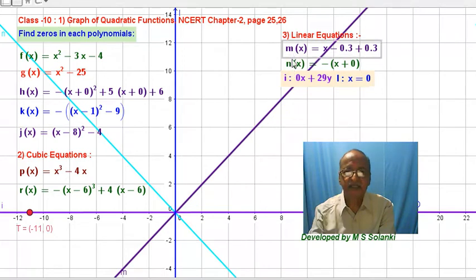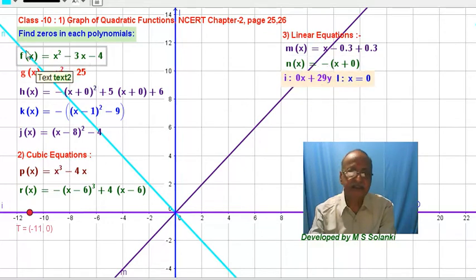But in this case, this line has the coefficient y is equal to minus x. In this condition, this line, the graph of the line, lies in the second and fourth quadrant. So you can understand this thing.